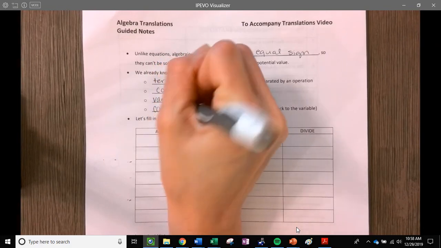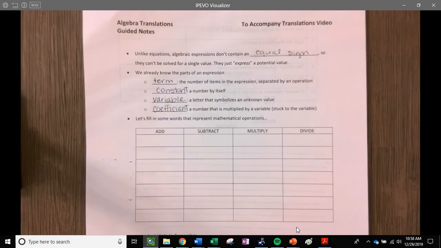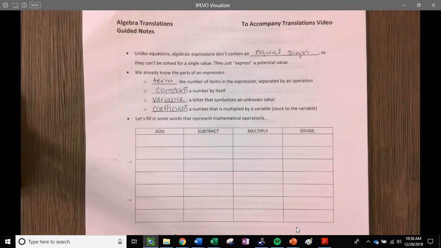Coefficient. Y'all, that's not spelled correctly. But that's why I'm a math teacher, not an English teacher. You know what I'm trying to say. We're going to move on and we're not going to judge.